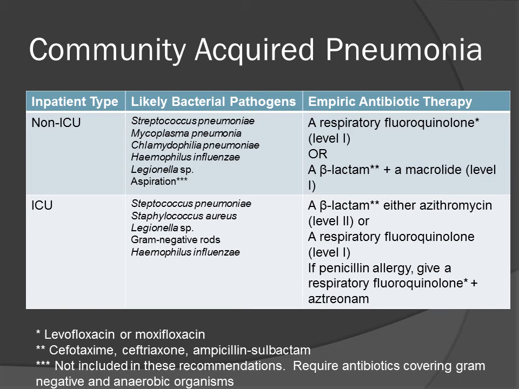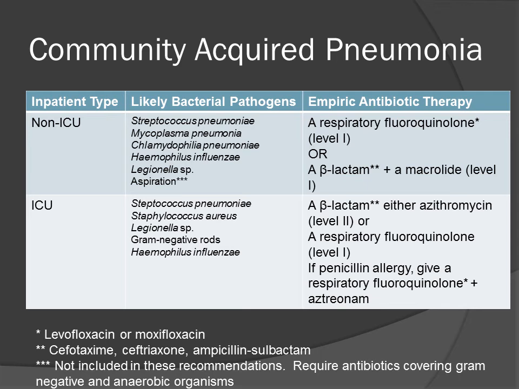So if they're a non-ICU patient, they have some of the same, but some distinctly different bacterial pathogens that you need to cover for. So for the non-ICU patient, CAP, you're really thinking a lot of Streptococcus pneumoniae. That's typically your number one. You can still have Mycoplasma pneumoniae, Chlamydia pneumoniae, Haemophilus influenzae, some Legionella species, especially if there are inhaled water droplets, and then aspiration pneumonia. So aspiration you think of anytime you have somebody who abuses alcohol or drugs.